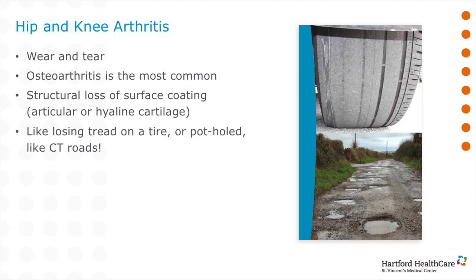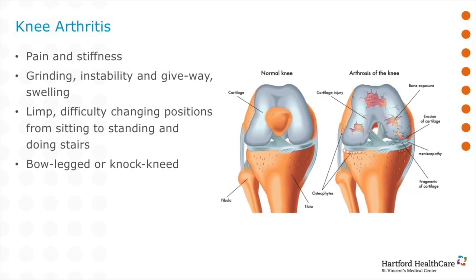The most common type of arthritis is osteoarthritis, or wear and tear arthritis, which is losing the surface coating on a bone at a joint. It's very similar, as shown by the picture on the right, to losing the tread on a tire or potholes in the road. Specifically for knee arthritis, it is a progressive osteoarthritis with potholes in the road, or the surface coating. This can cause pain and stiffness.